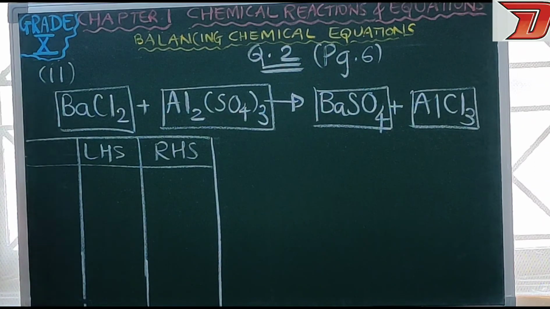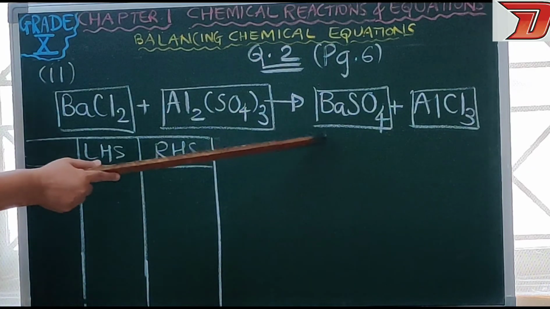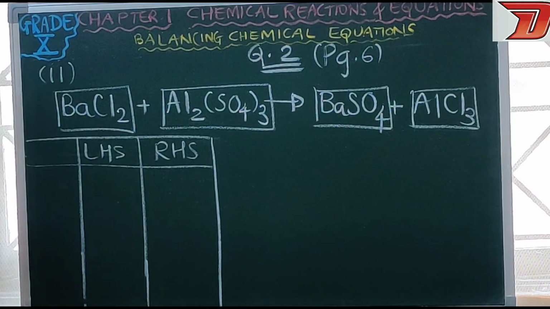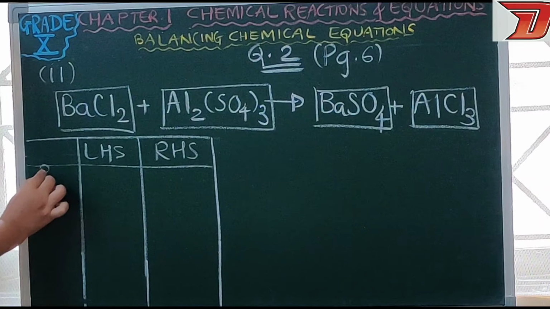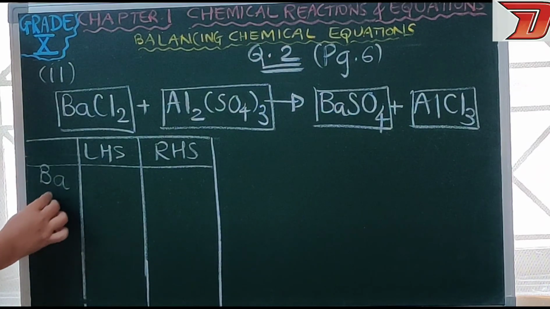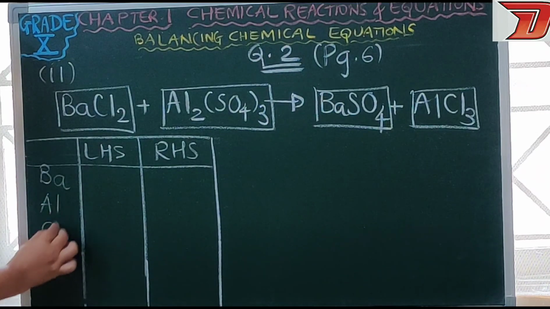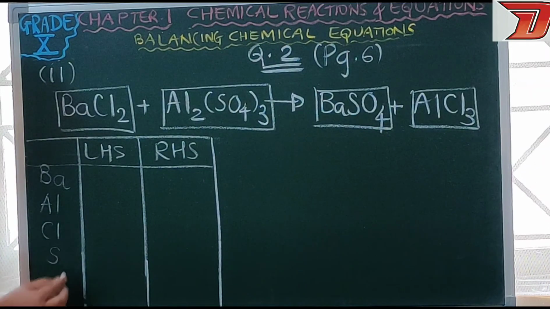You can see barium chloride, that is BaCl2, reacts with aluminum sulfate, that is Al2(SO4)3, to give barium sulfate, BaSO4, and aluminum chloride. Okay. First we are going to note down all the elements present in the symbol. Let us start with barium, then aluminum, after that chlorine, sulfur and oxygen. Right? Check both the sides if any element is left. Both the sides only 5 elements are there.